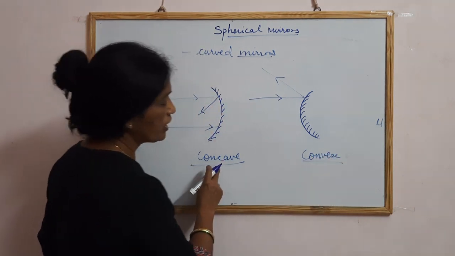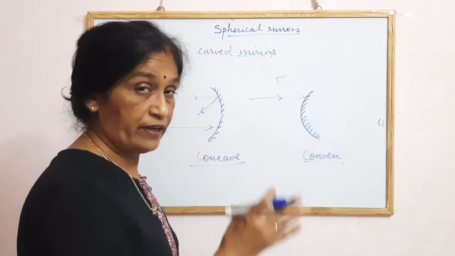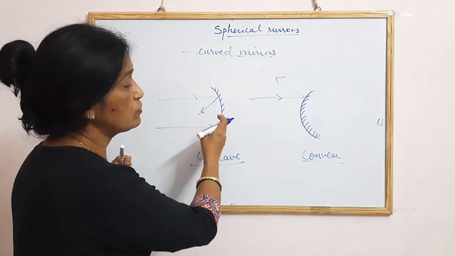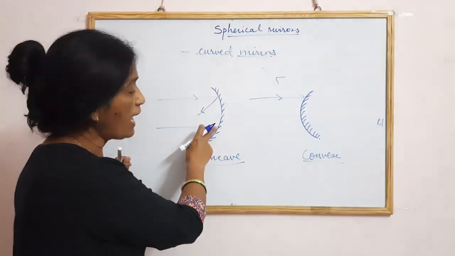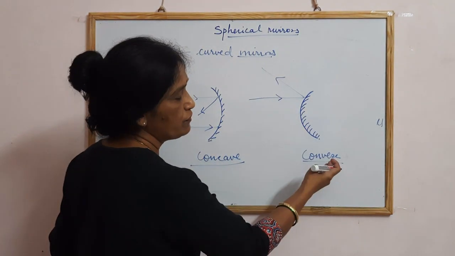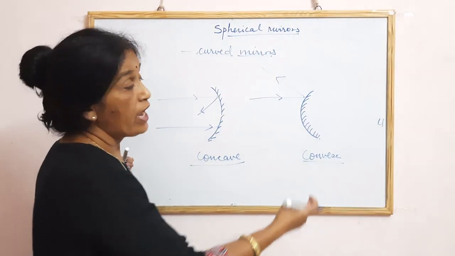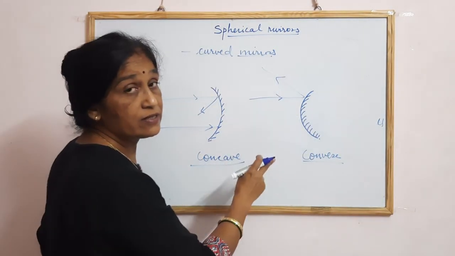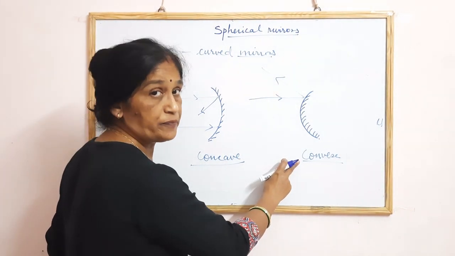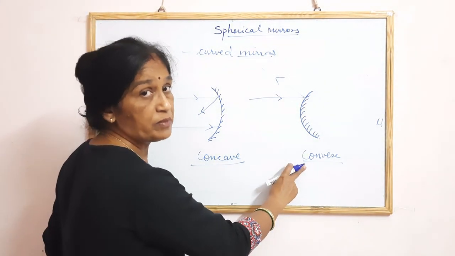So what is a concave mirror? It's a curved mirror, which is a part of a sphere. It's a curved mirror which has its outer surface polished, and the inner surface acts as a reflecting surface. And a piece of a curved mirror whose inner side is highly polished and the outer surface acts as a reflecting surface is called a convex mirror. So this is a concave mirror and this one is a convex mirror.